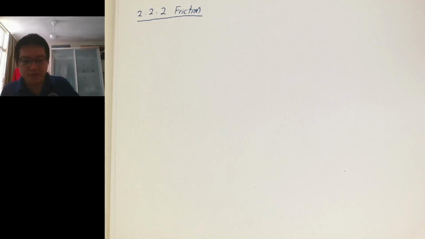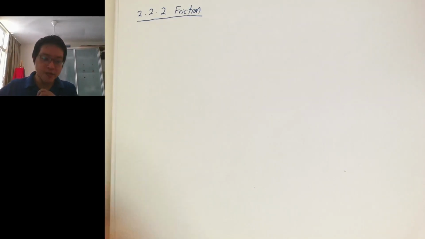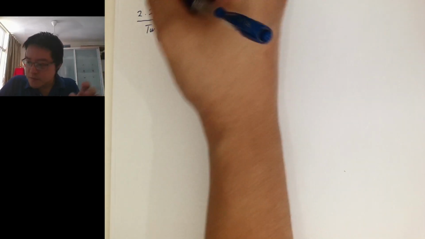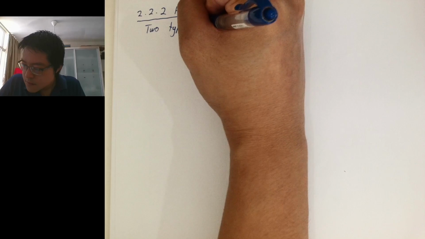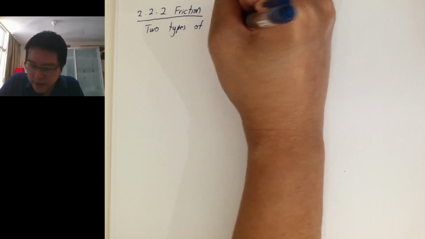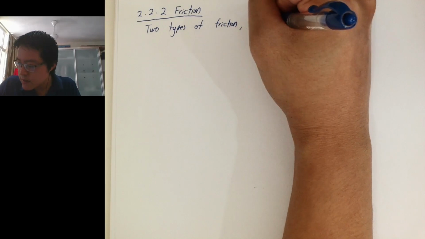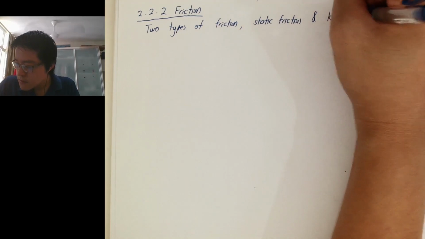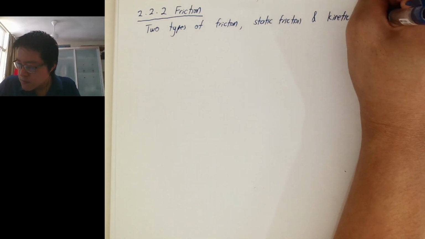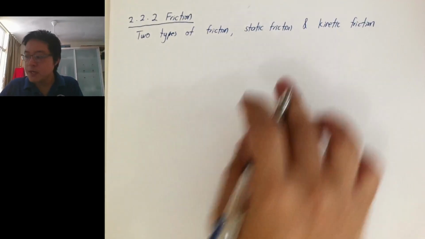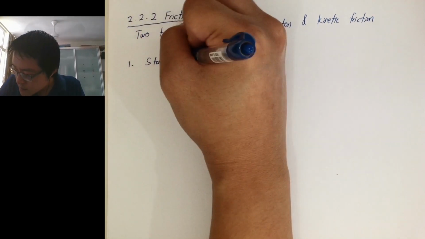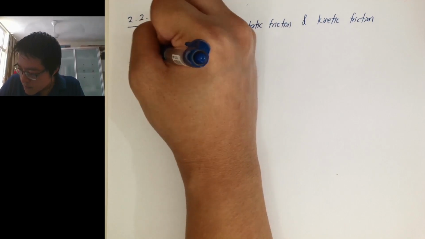So let me try to define friction carefully. Okay. There are two types of friction that we want to learn here. So let me just write this out. Two types of friction, which is static and kinetic. Okay, so static and kinetic, and we will learn this one by one. So let us start with static friction first.